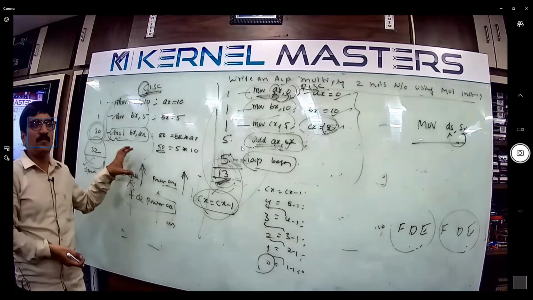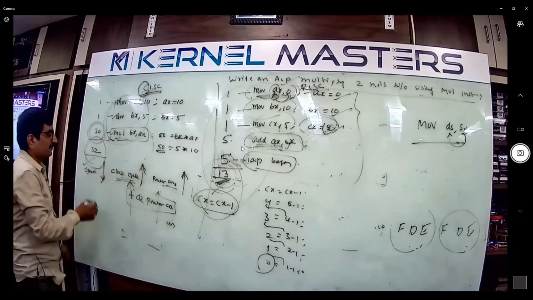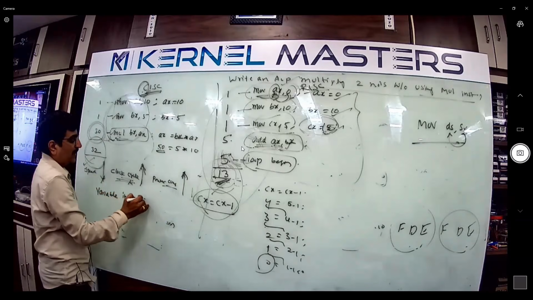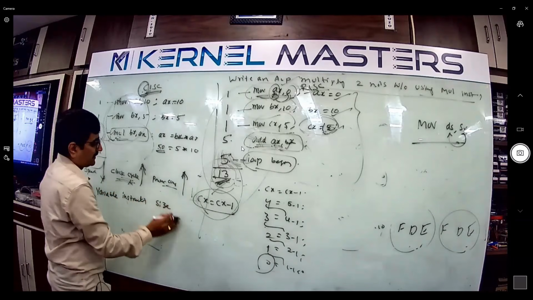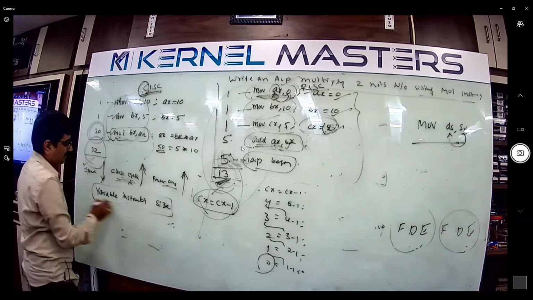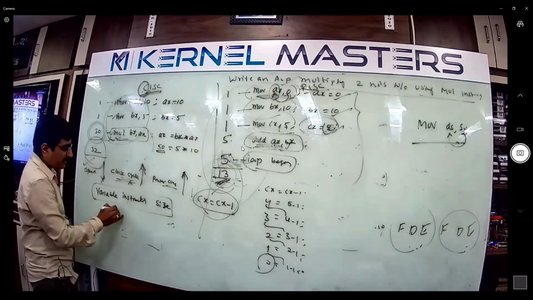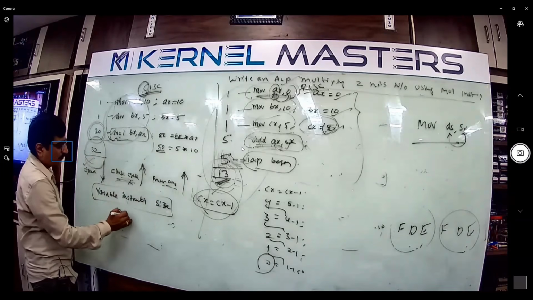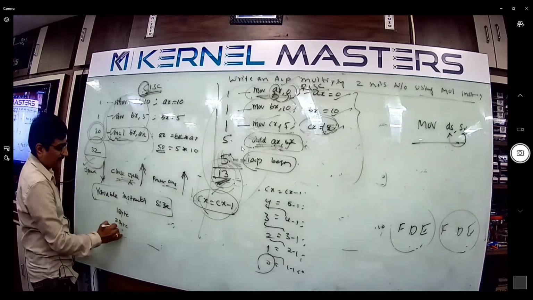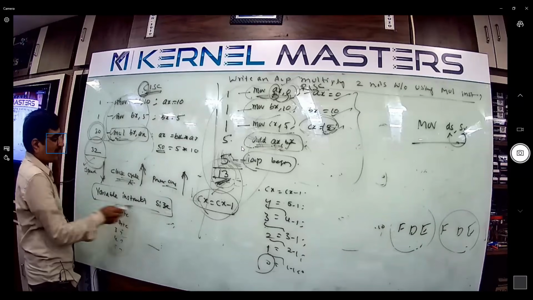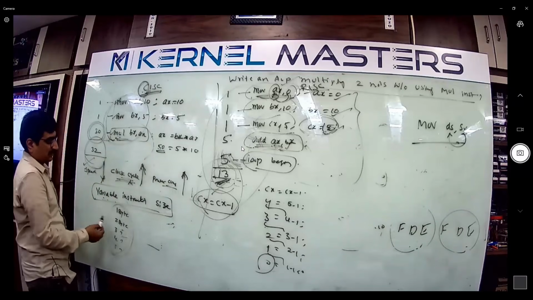CISC follows variable instruction size. The meaning of variable instruction size is that every instruction has a different size. Some instructions are 1 byte, some 2 bytes, some 3 bytes, then 4 bytes, 5 bytes, depending on the instruction, not a fixed size. So variable instruction size is one kind of methodology, one kind of factor of CISC.